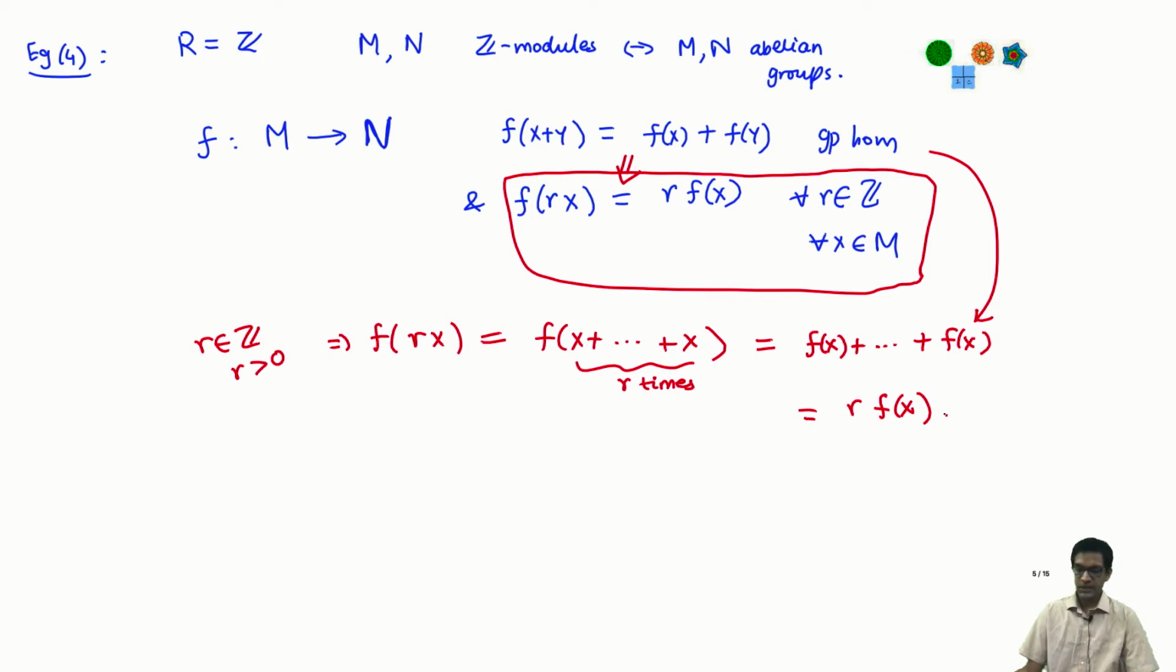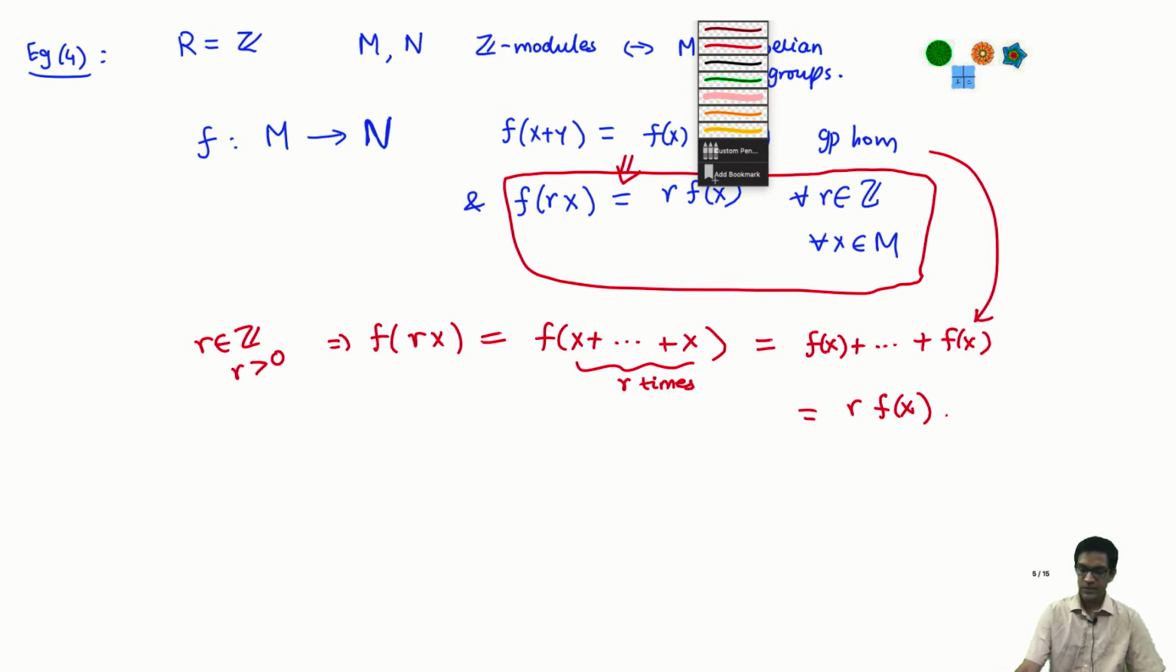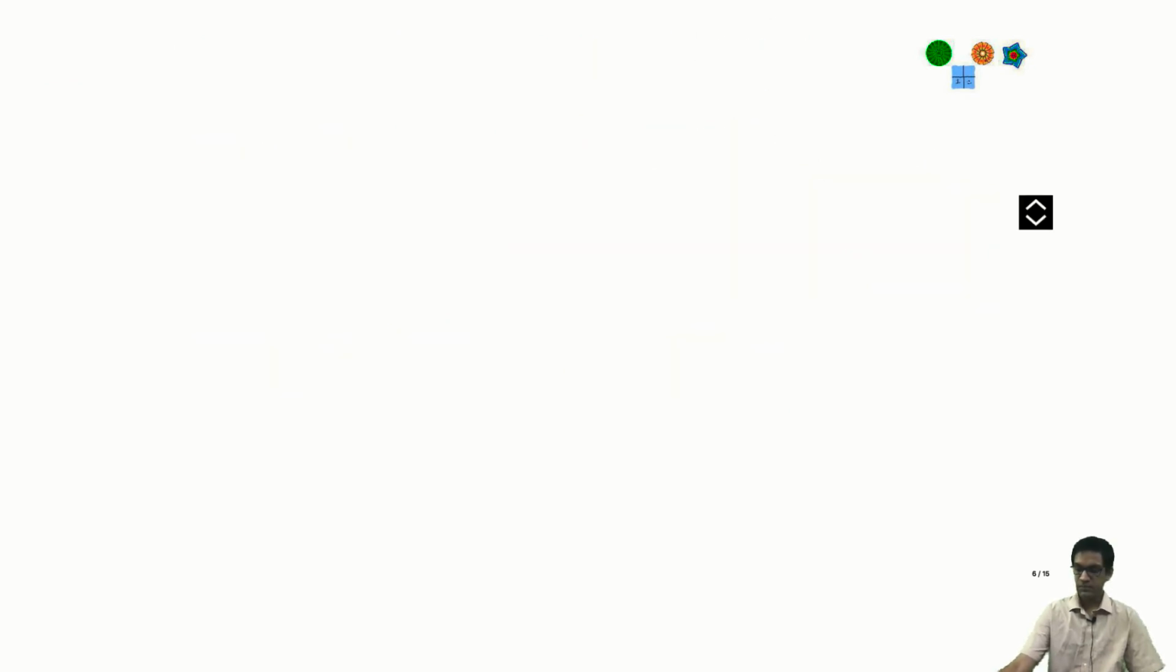So what this really says is, recall a Z-module is essentially the data of just the abelian group. The scalar multiplication is defined in terms of the addition, and for homomorphisms a similar thing holds. A homomorphism of Z-modules is just a homomorphism of the underlying abelian groups. The compatibility with respect to scalar multiplication just follows naturally as a corollary. So that's the fourth example.